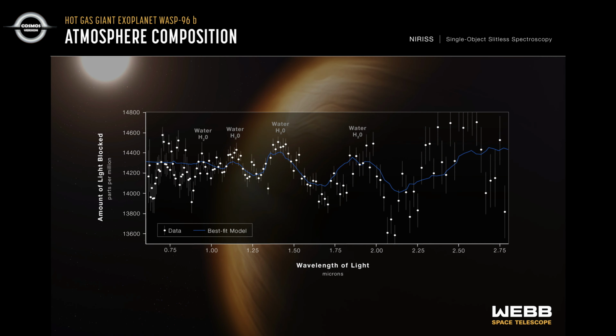What you're seeing here is a telltale signature, the chemical fingerprint of water vapor in the atmosphere of this specific exoplanet. And the other thing we can tell actually is that there's evidence of clouds and hazes, because the water features are not quite as large as we predicted. So we can take that and infer that there is the presence of clouds and hazes.